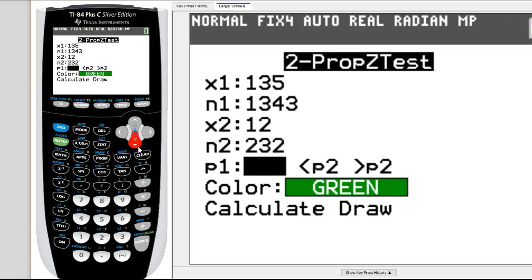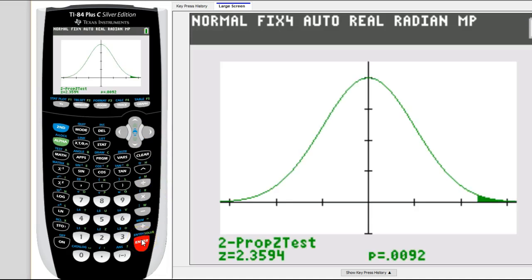My test is to see if one is greater than the other, if p1 is greater than p2. There we go. And I'm going to go ahead and draw it. Okay, here we go. Our p-value is 0.0092, but our alpha was 0.05. Our p-value is less than our alpha, and therefore we reject H0. Our claim was not an H0, our claim was an HA. And therefore we have enough evidence to support our claim. The proportion of white iPhone owners is greater than the proportion of African American iPhone owners.